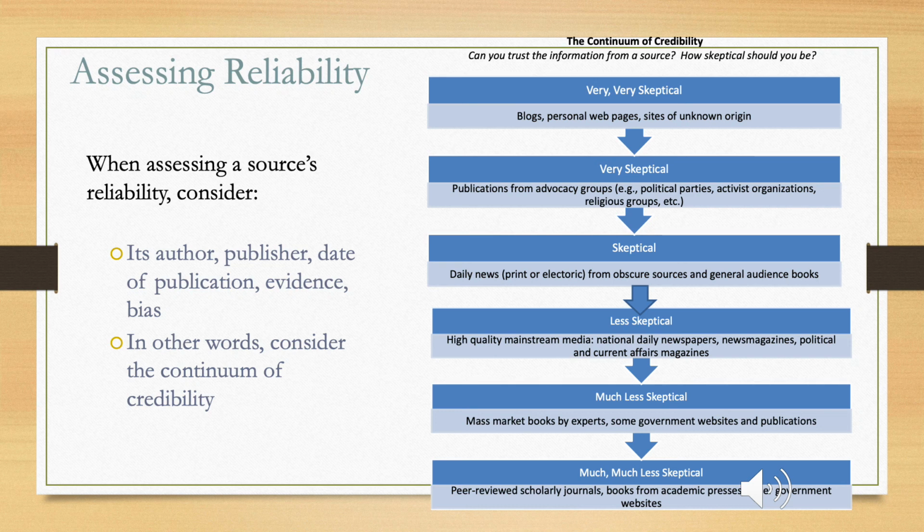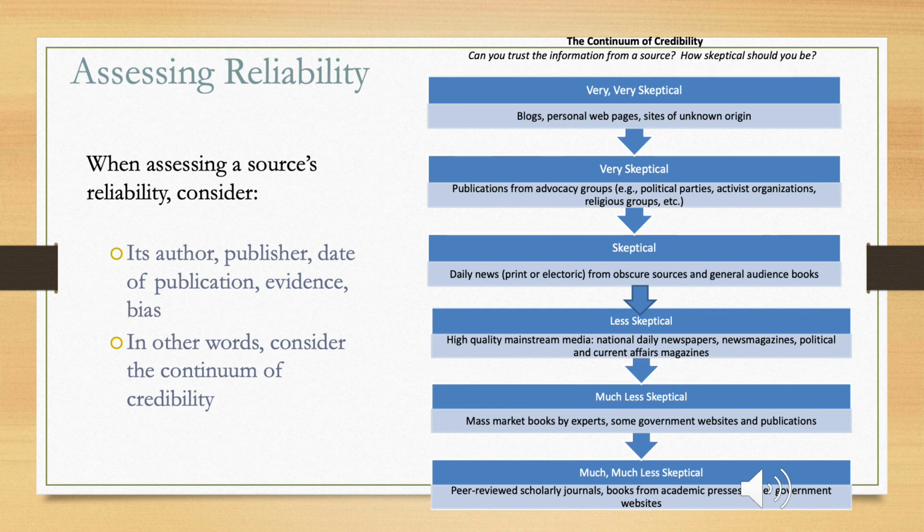And the other R that we talk about when we're analyzing our sources in the annotated bibliography is reliability. So, when you're assessing the reliability of a source, you want to consider who the author is, who the publisher is, when it was published. Is there any evidence that they use? If you scroll down to the bottom of their article, is there a works cited page where they're crediting their information to other reliable sources, or is there bias?